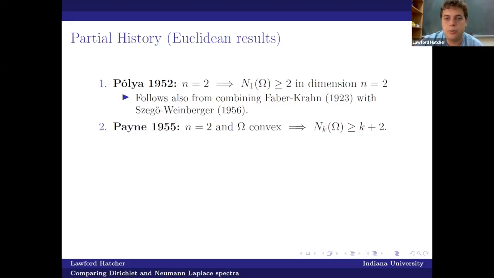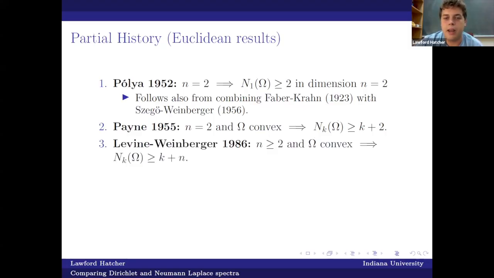So this is still pretty restrictive because it's only in 2 dimensions, and it took about 30 years for this to be upgraded to higher dimensions. And the natural analog in higher dimensions is you replace the 2 with the dimension. So what Levine and Weinberger showed in the 80s is that as long as you're still working on convex domains, then n_k of Ω is at least k plus n.